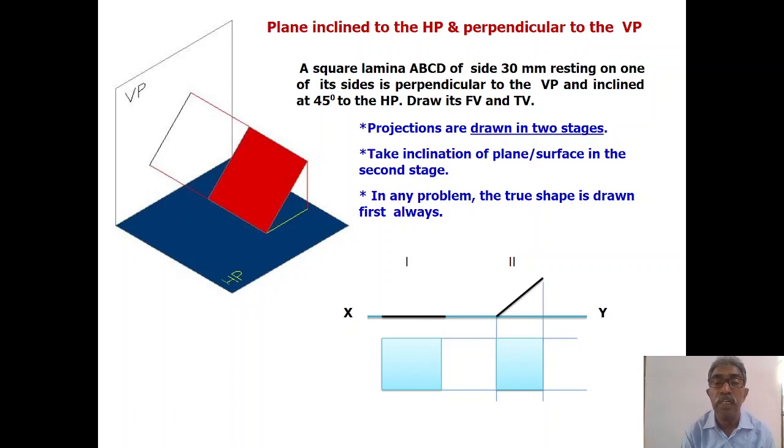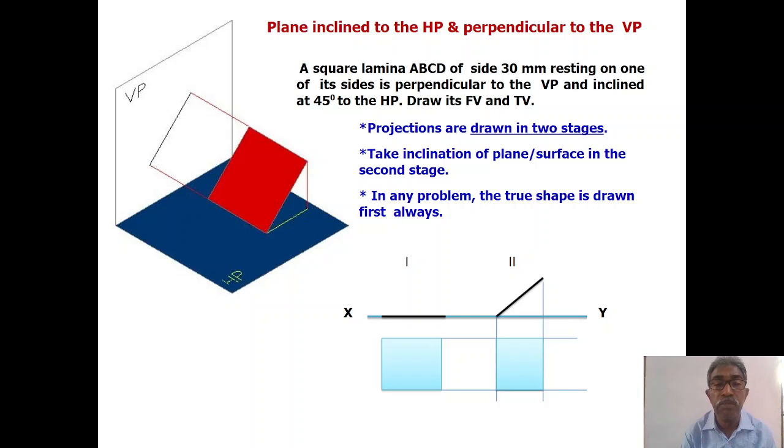If the plane is inclined to one plane and perpendicular to the other plane, solve the problem in two stages and take the inclination of the plane in the second stage. Here the plane is inclined to the horizontal plane, and from that you decide the first stage of the plane. That is, the plane is inclined to the horizontal plane. So what you will do in the first stage is assume it parallel to the horizontal plane.